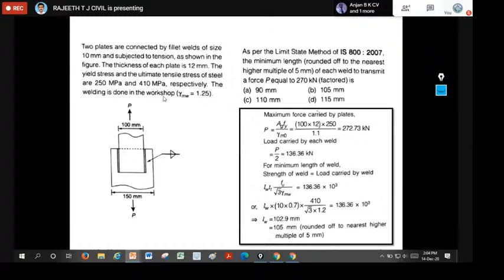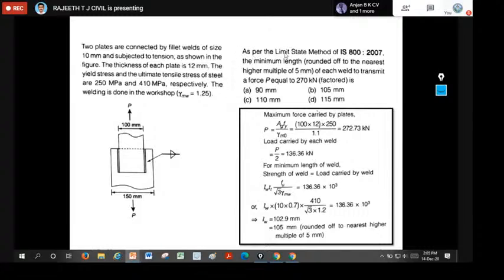The welding is done at workshop. So here they have given the information about where the welding took place. Therefore, gamma mw, the partial safety factor for a shop fabricated weld, is 1.25. This was the figure they provided. The width of the bottom plate is 150 millimeter, and the top plate is 100 mm. Fillet weld of size S equal to 10 mm is used on both sides. If you observe, the force P is applied on the top plate of width 100 mm.